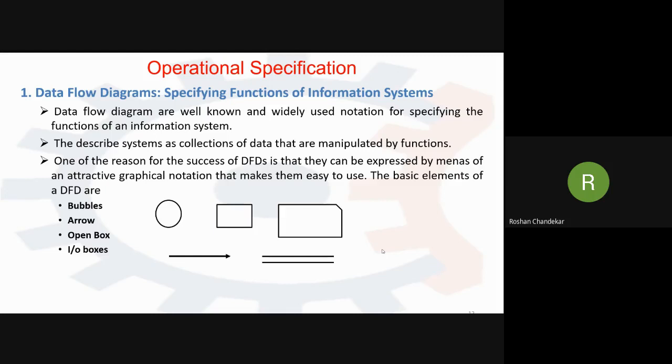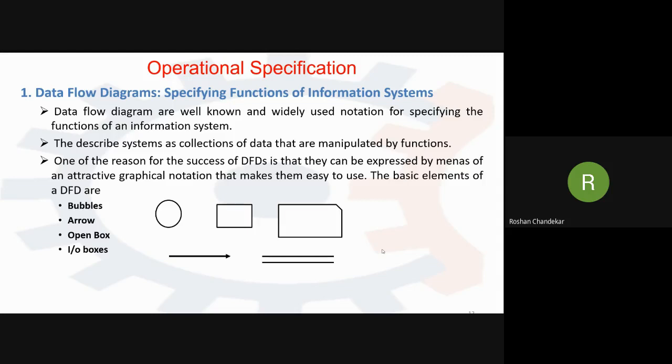So this DFD is specifying the functions of an information system. The DFD gives us the specification of the functions of an information system, and how information flows through the product or the software that we discuss with the data flow diagram.